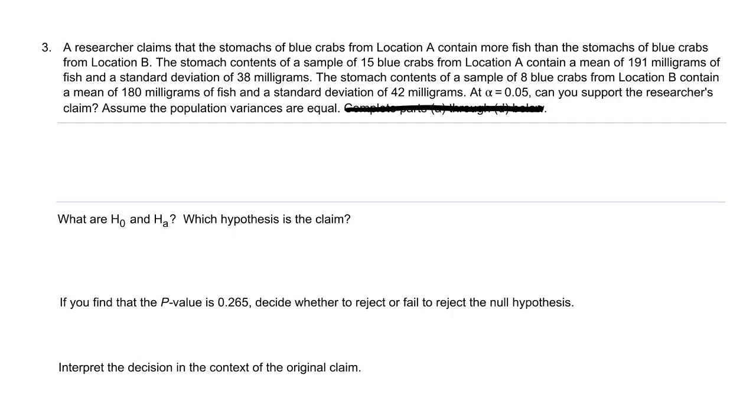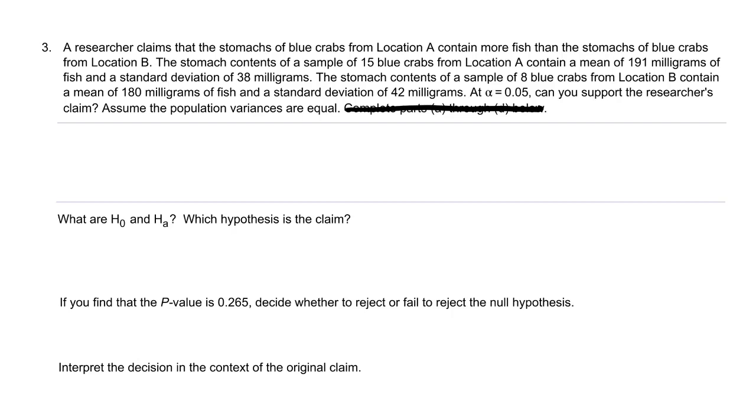All right, another example here. Researcher claims the stomachs of blue crabs from location A contain more fish than the stomachs of blue crabs from location B. They analyze content sample of 15 blue crabs from A, and they get a certain mean there, and a certain standard deviation. Then they analyze 8 blue crabs from location B, and a mean of something and a standard deviation of something, and at alpha equals 0.05, so 5% significance. Can you support the researcher's claim? Assume the population variances are equal.